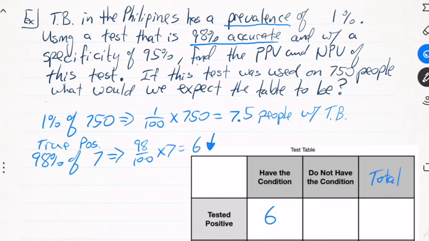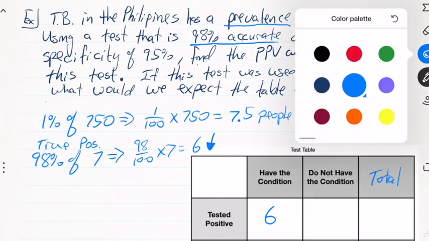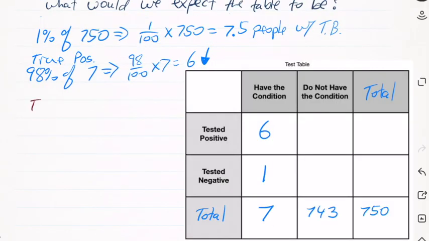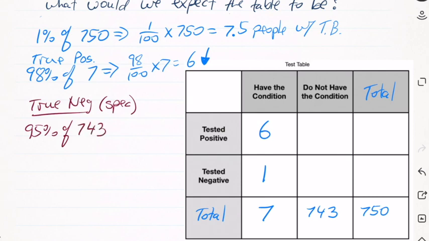All right, and then there is, let me change colors for the true negatives that we're going to be looking for, which is related to specificity. So the specificity of the test was 95%. So it's going to be 95% of those that do not have tuberculosis, which is 743. So calculation-wise, this is going to be 95 over 100 times 743.